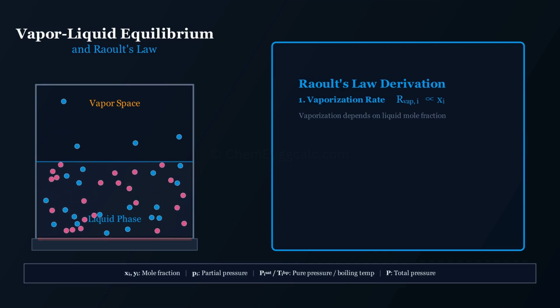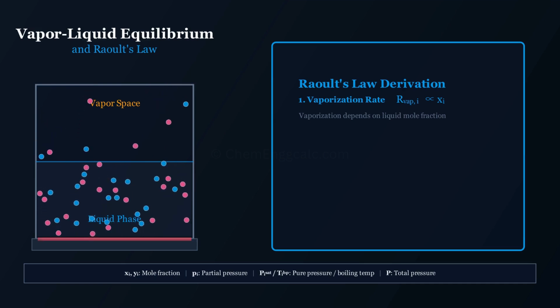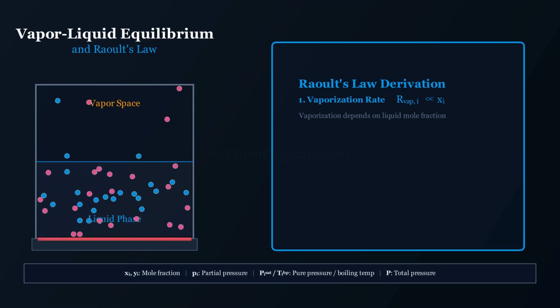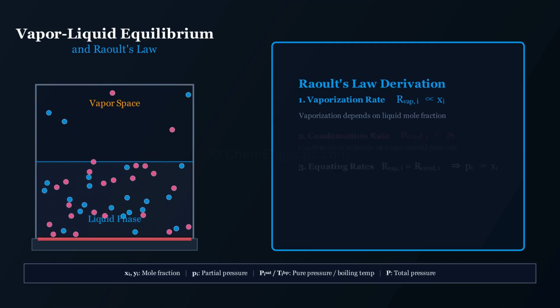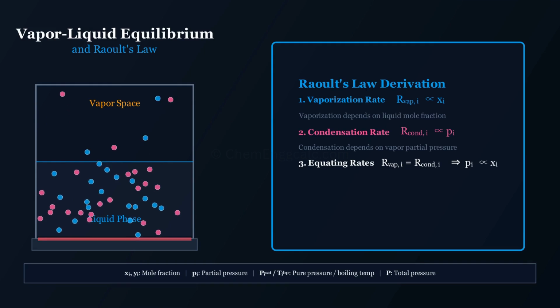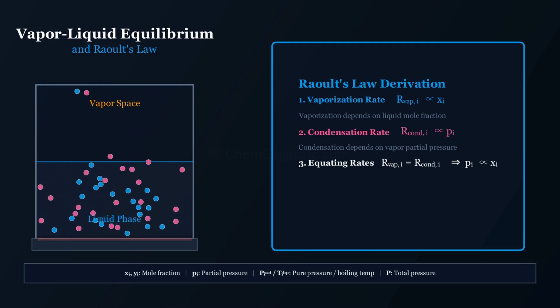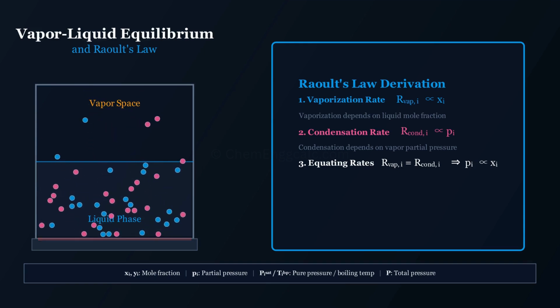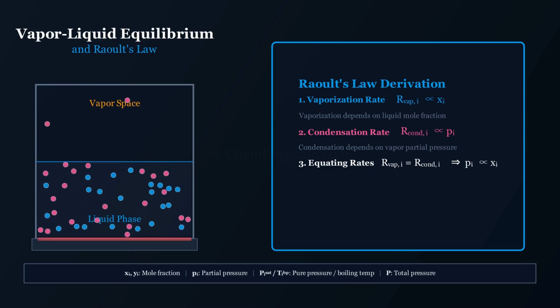At equilibrium, the rate of vaporization of a component is proportional to its concentration at the liquid surface, represented by its liquid mole fraction, Xi. Meanwhile, its condensation rate is proportional to its partial pressure in the vapor phase, Pi. Equating these rates, the partial pressure Pi is directly proportional to its liquid mole fraction, Xi.